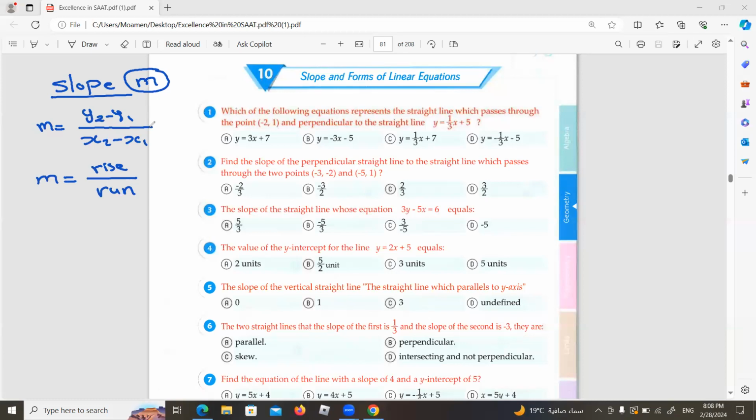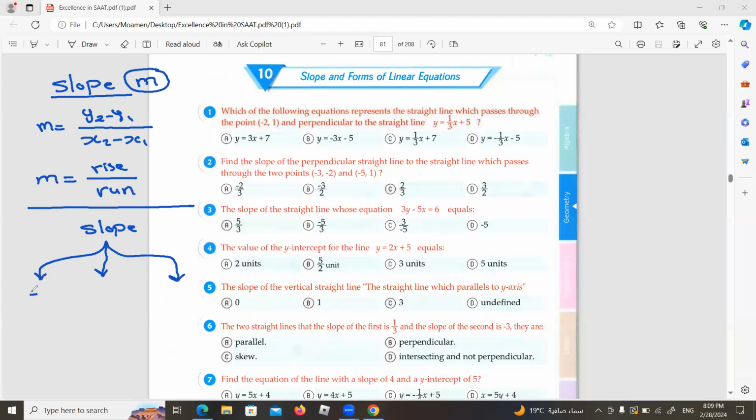So if I give you two points, you can find it from the change in y over the change in x. And if you have a graph, you can find it by getting rise over run, or the ratio between rise and run. Okay, this is the slope. We have cases of the slope. The slope m may be positive, may be equal to 0, or may be negative.